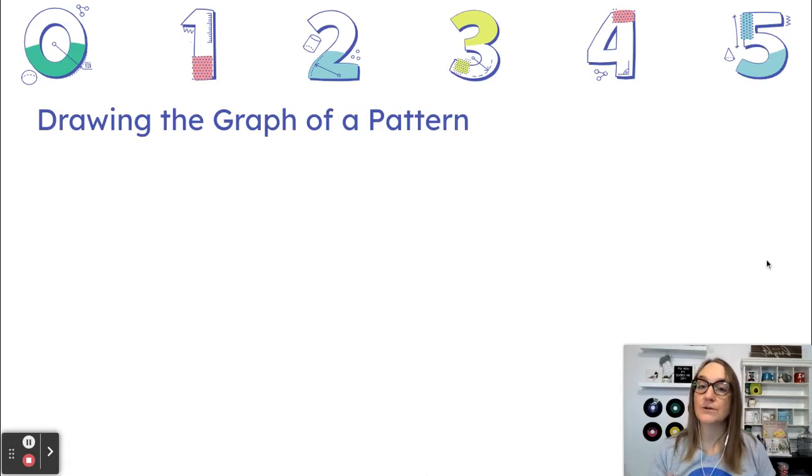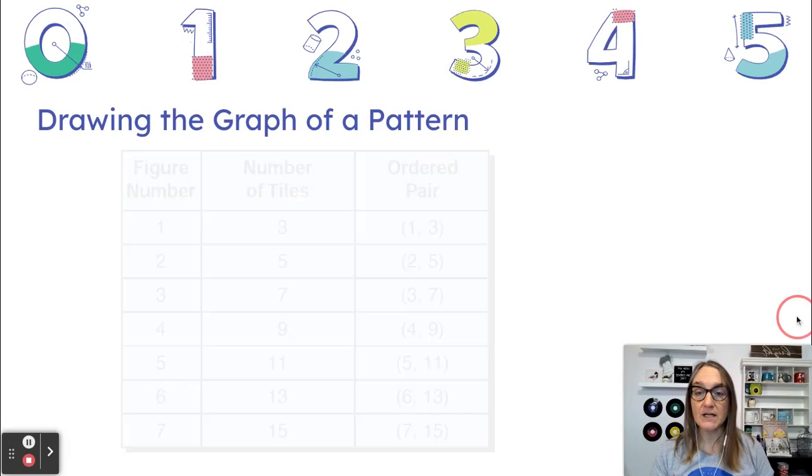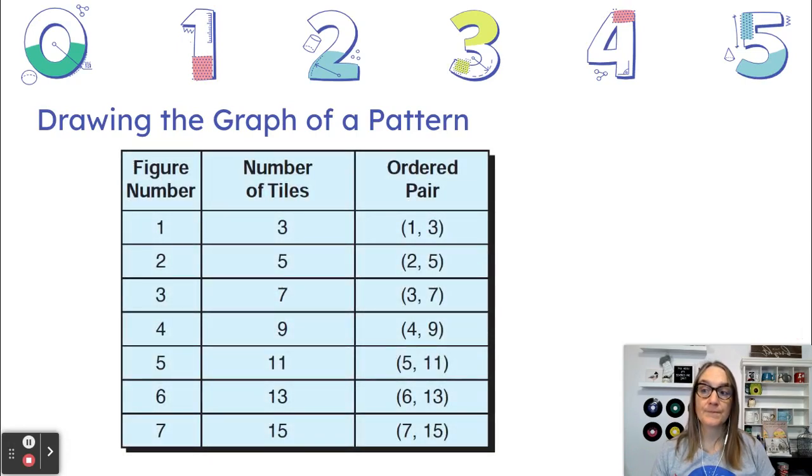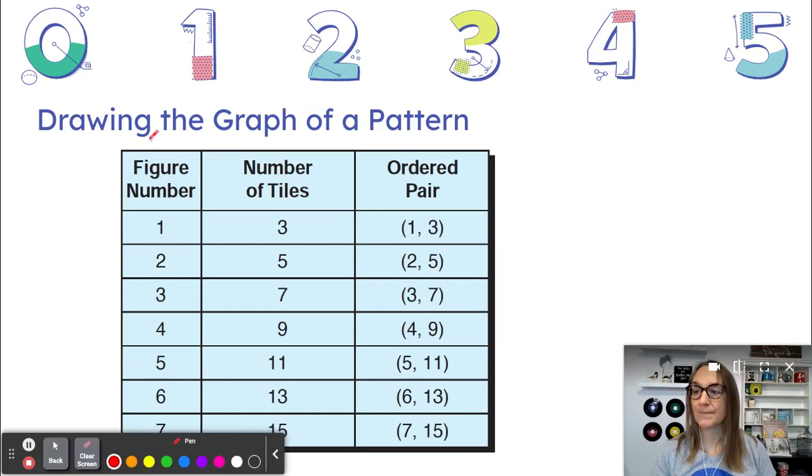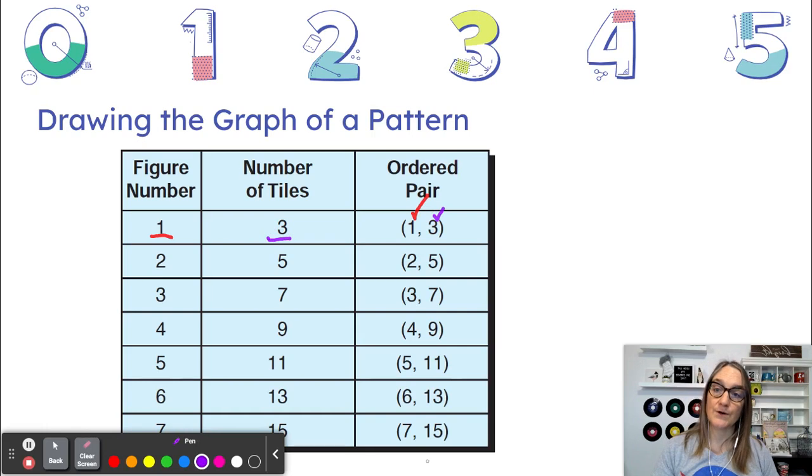So let's include a column for ordered pairs in our table. Here we go. And you might ask, how do you know what order to put the ordered pairs in? We're always going to put the figure number, or our input, as the first number in the ordered pair, and our number of tiles, or output, as the second number in the ordered pair.